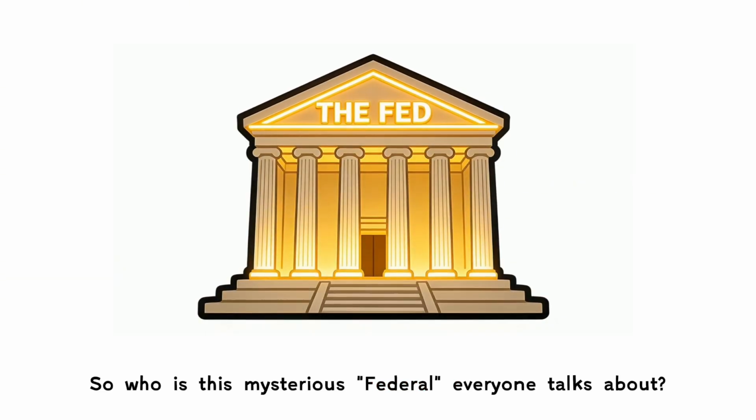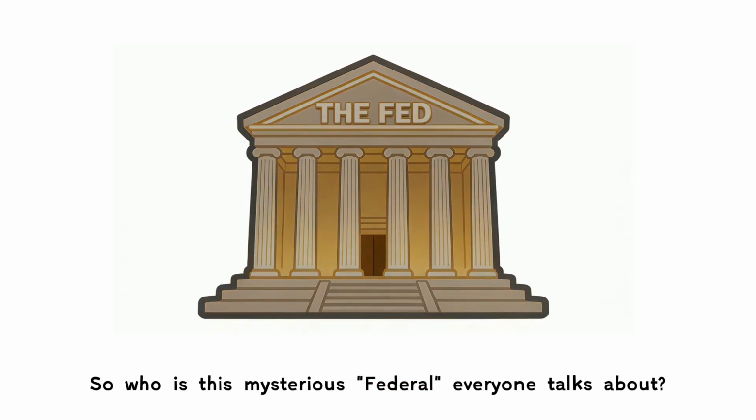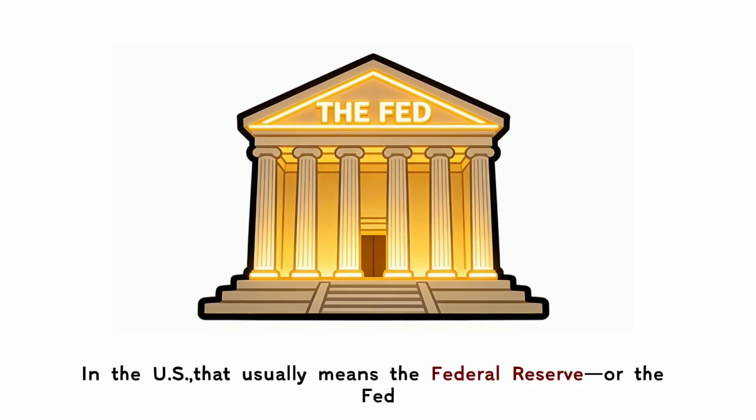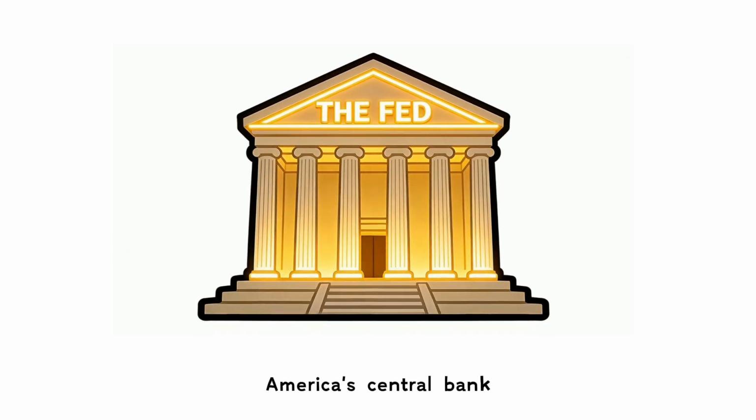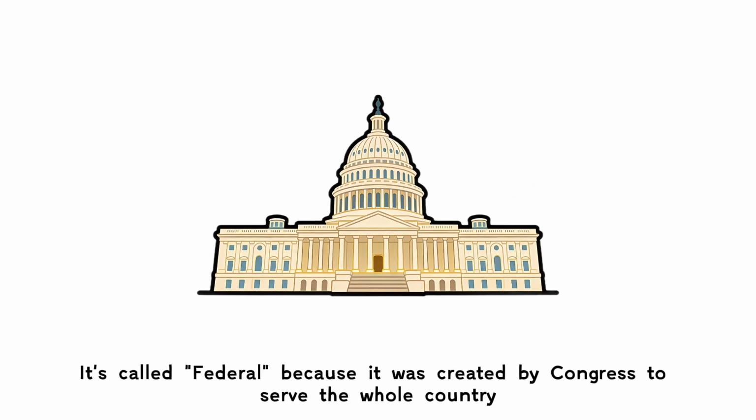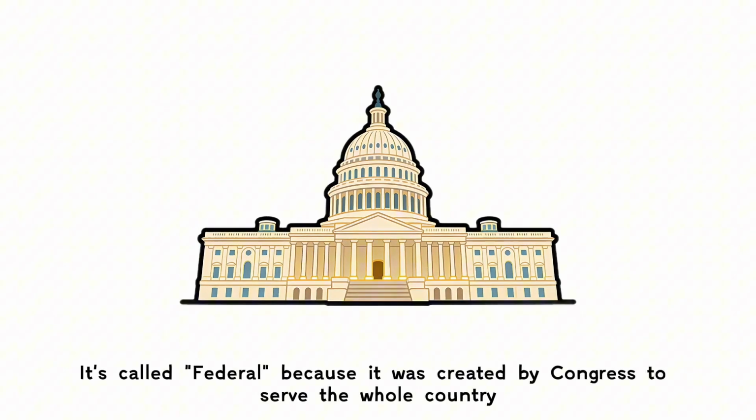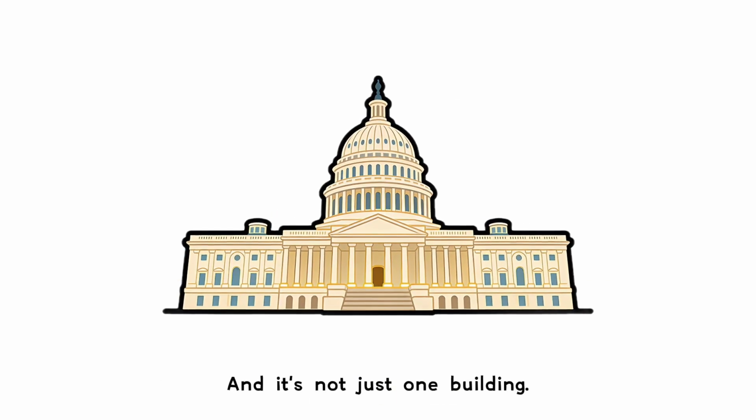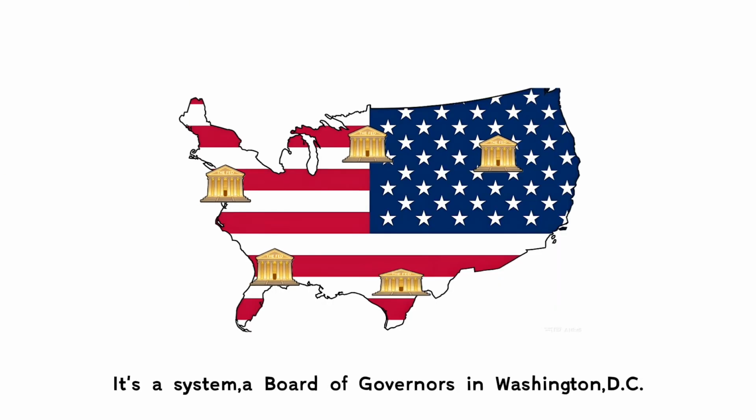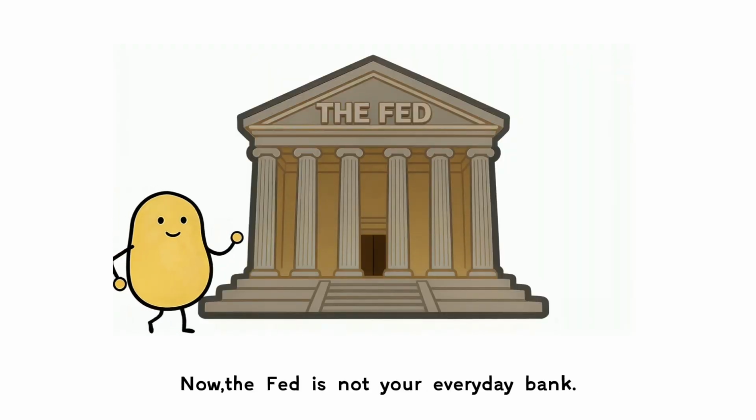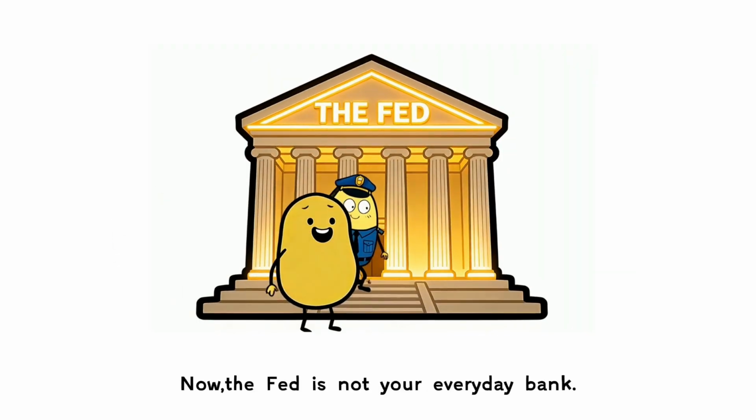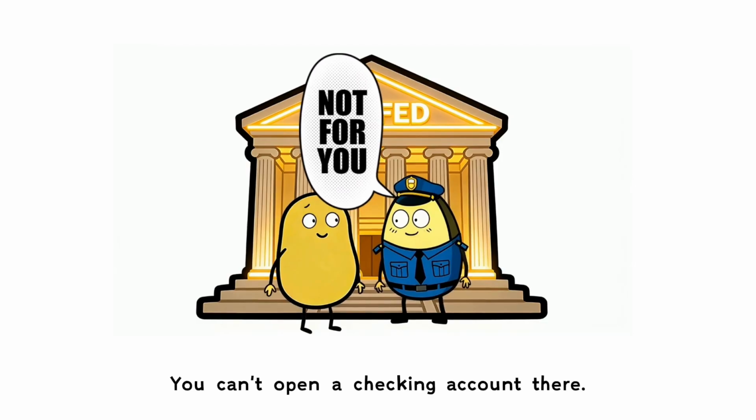So who is this mysterious Fed everyone talks about? In the US, that usually means the Federal Reserve, or the Fed, America's central bank. It's called federal because it was created by Congress to serve the whole country. And it's not just one building. It's a system: a board of governors in Washington, D.C., plus 12 regional Federal Reserve banks across the US. Now, the Fed is not your everyday bank. You can't open a checking account there. So what does it do?